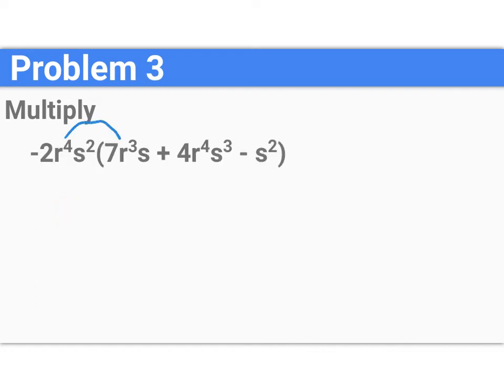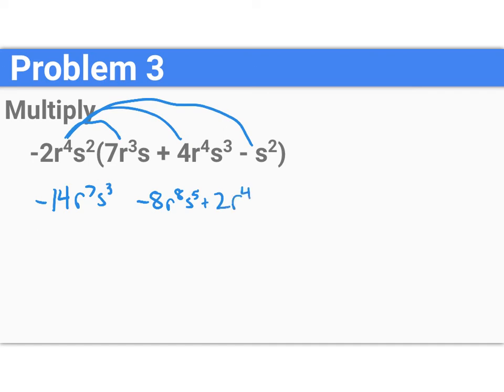Okay, distribute, distribute, distribute. And take one thing at a time. Negative 2 times 7 is negative 14. r to what? The 7th. r^7 s cubed. Negative 2 times 4 is negative 8. Negative 8r to the 8th. And then s to the 5th. And then plus 2 r^4 s^4.